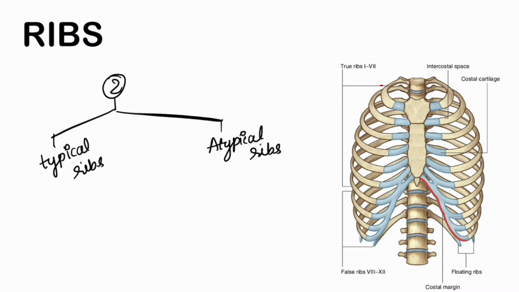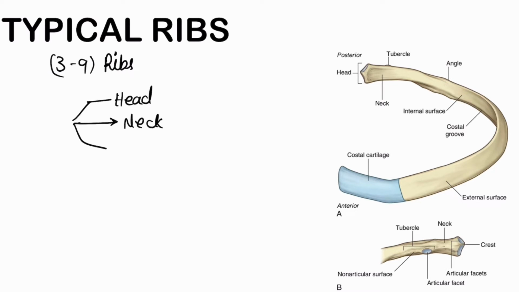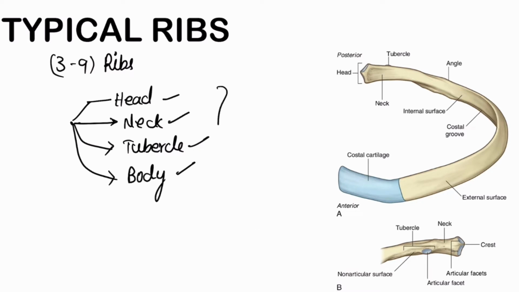Now first let us discuss the typical ribs. Ribs 3 to 9 are called the typical ribs. They are called typical ribs because they contain a head, neck, tubercle and body. If a rib contains all of this, head, neck, tubercle and the body, then that rib is known as a typical rib. Now let us see them in the diagram.